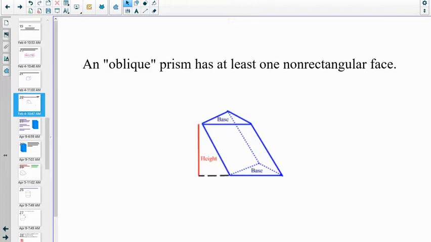The other word that means not right is the word oblique. Oblique means you've got two bases. This is still a prism because if I slice this thing, no matter where I slice it, I create that triangular cross section. This one's oblique because this face, this lateral face, which we'll talk about in just a moment, is not a rectangle. You could think of it as the base is not straight up from the other base, but it's off to the side.